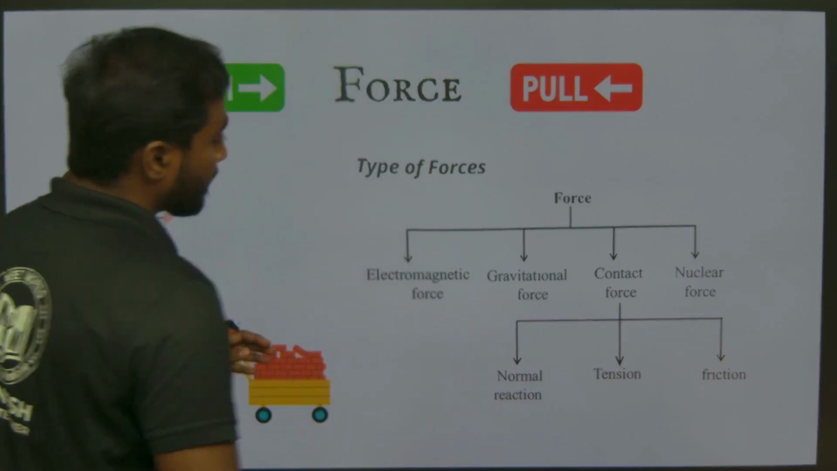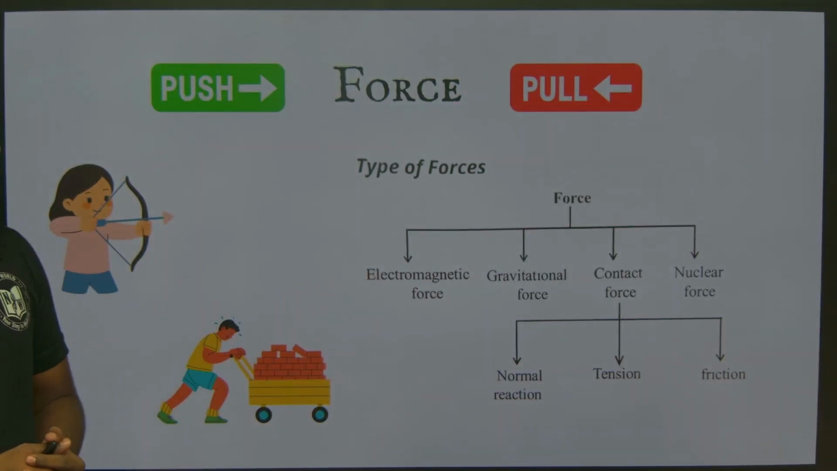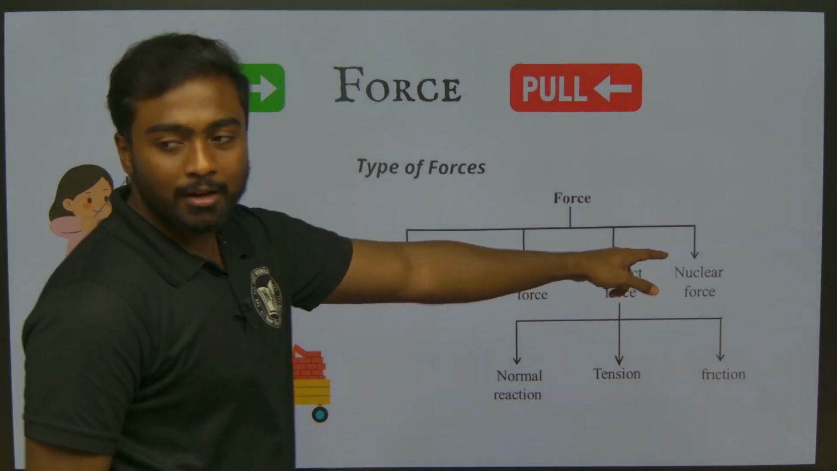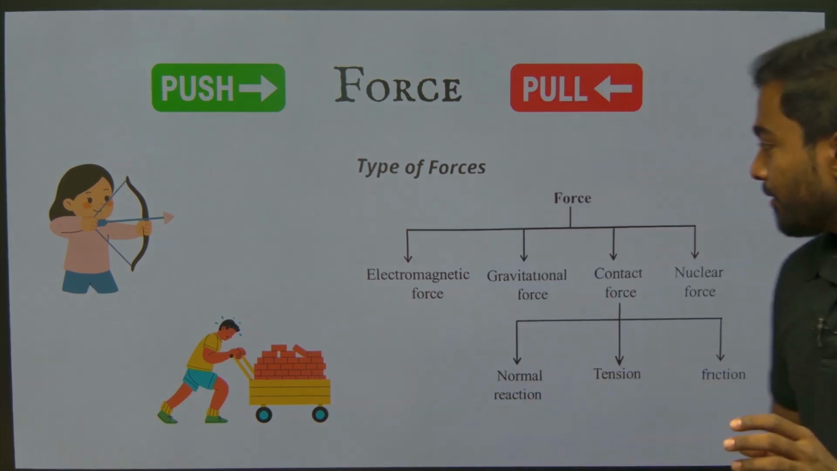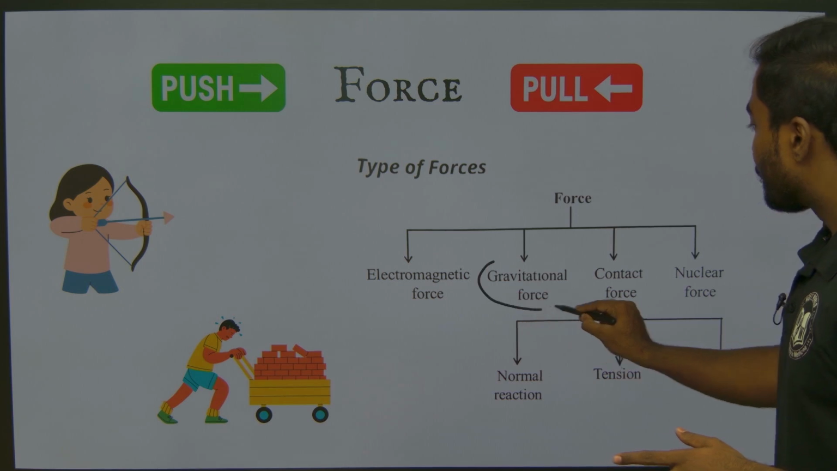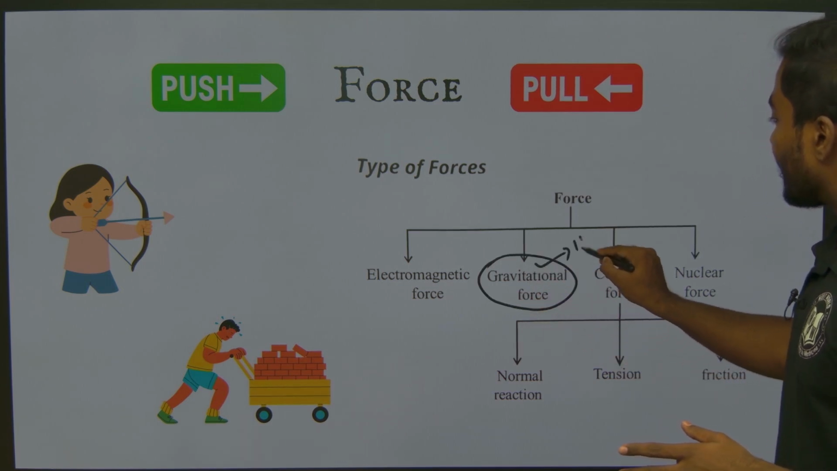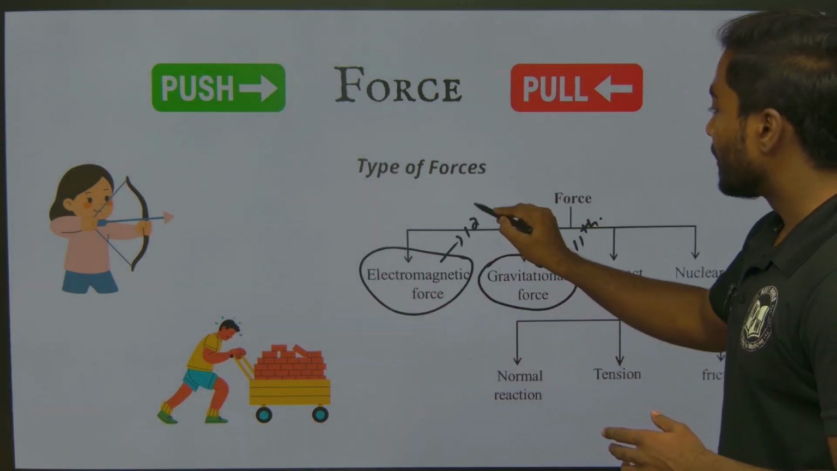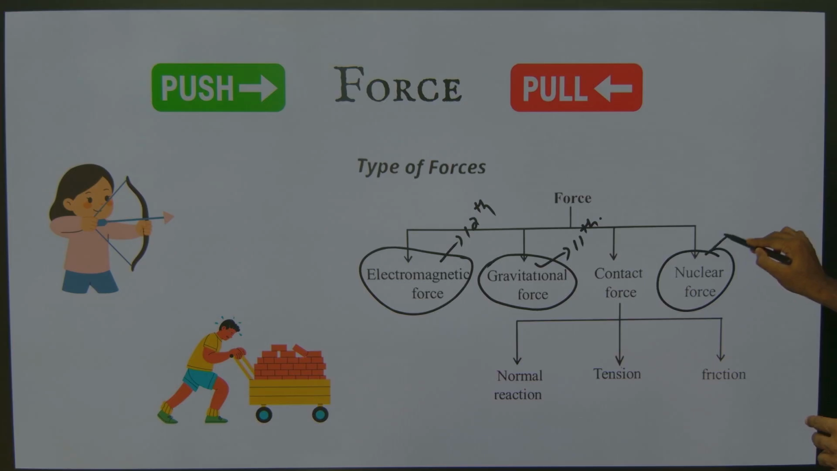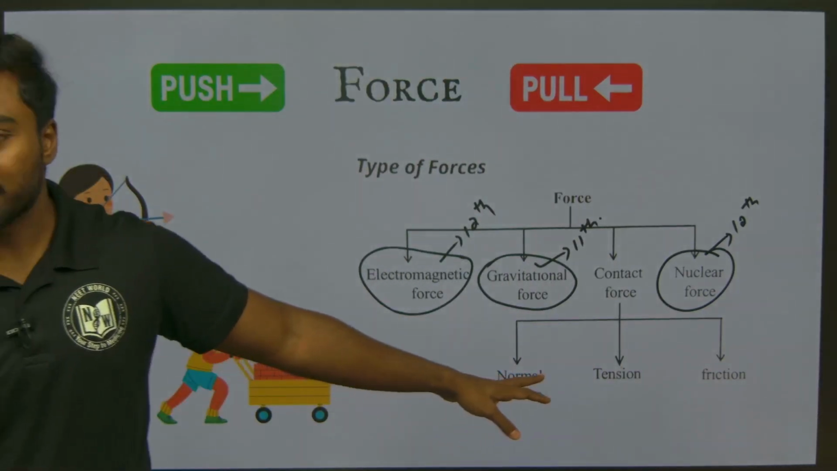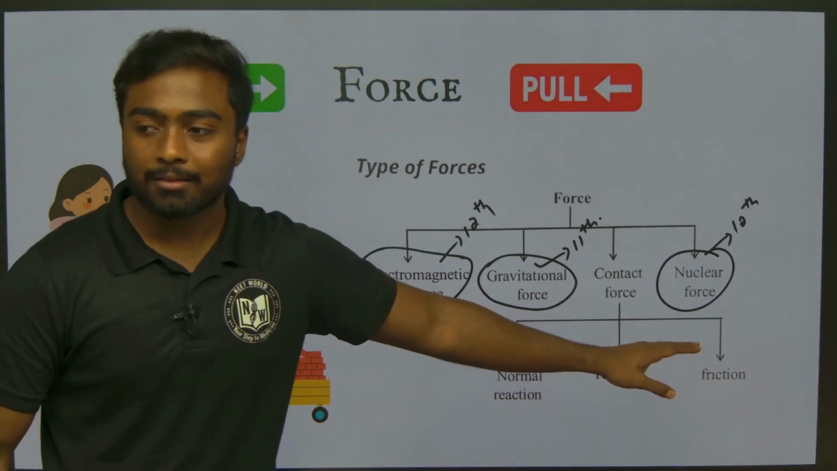So let us discuss the types of force now. The types of forces are electromagnetic force, gravitational force, contact force and nuclear force. Gravitational force we will discuss in class 11th in an upcoming chapter, and electromagnetic force and nuclear force will be discussed in class 12th. The contact force can be a normal reaction, tension or friction. This is what we are going to discuss in this class.